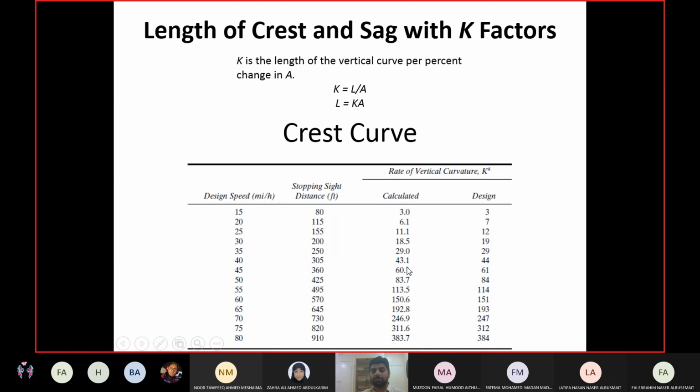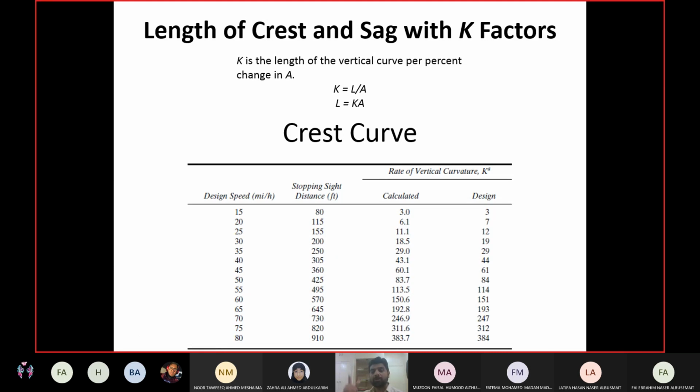Okay, again, this is minimum. So 6.1 will be rounded off to 7. 11.1 is rounded off to 12. 18.5 is rounded off to 19. These are minimum values of K. The ones which the equation is giving is the minimum value, so you cannot go less than that.